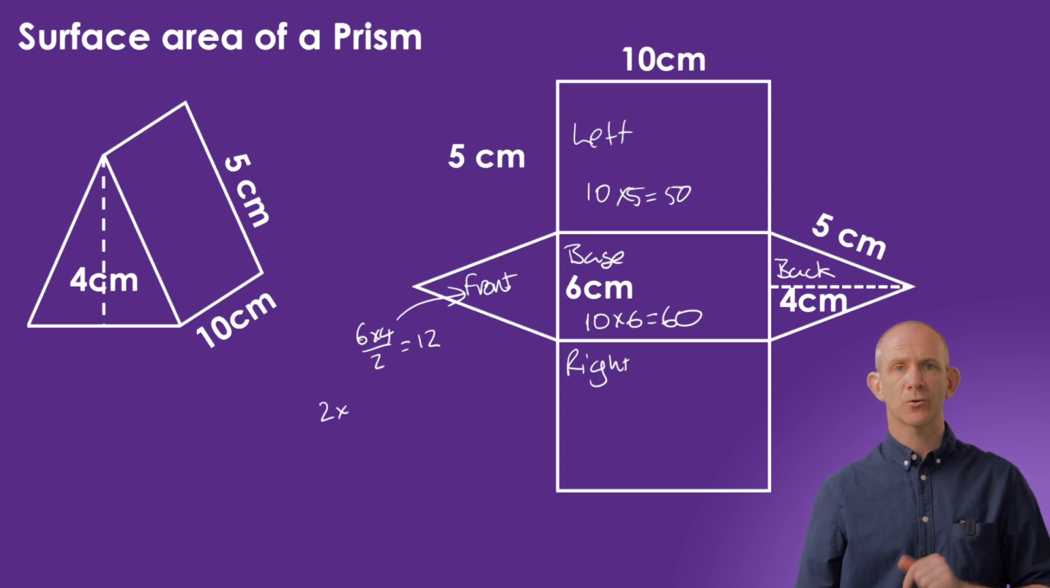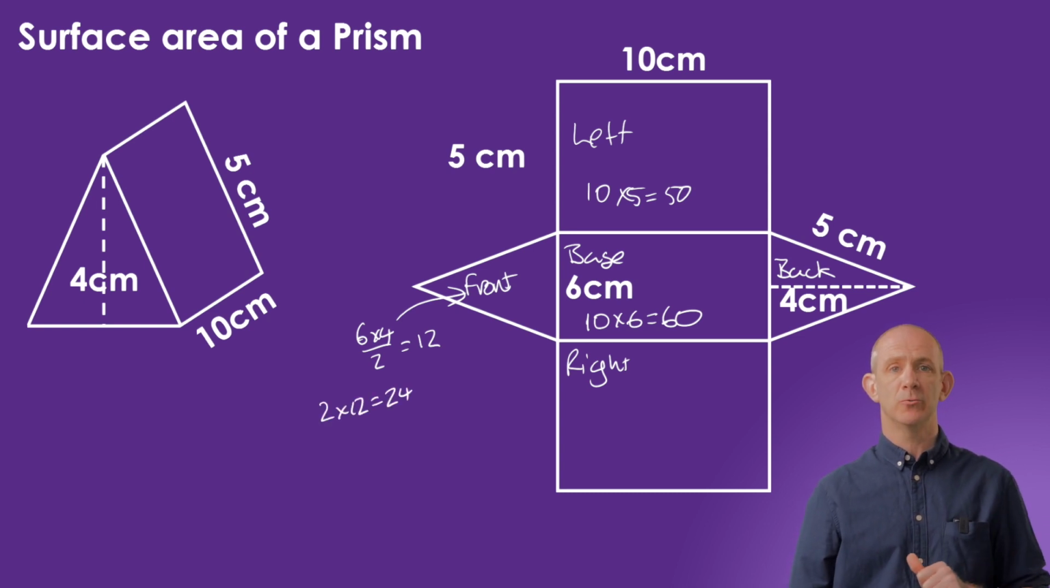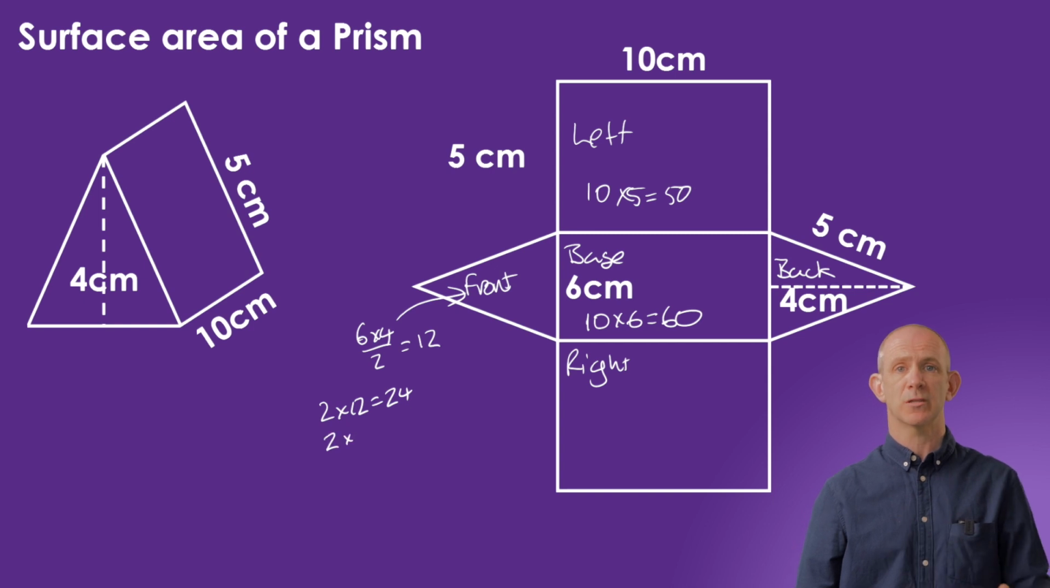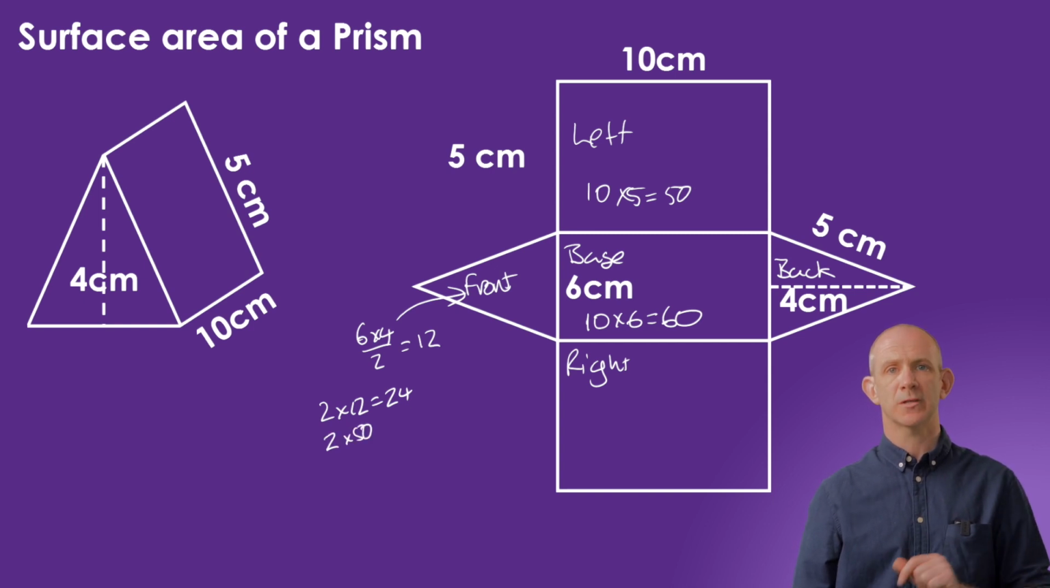As we have 2 of the triangles, we can multiply that by 2 and get 2 times 12 equals 24 centimeters squared. We also have 2 of the same rectangles, which make the left and the right side. So 50 times 2 would give 100 centimeters squared.